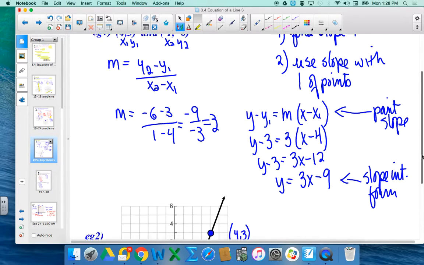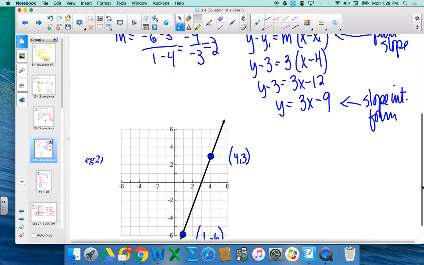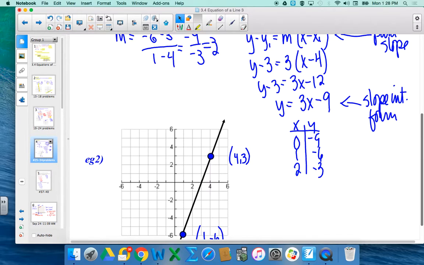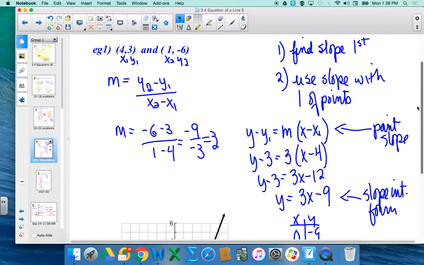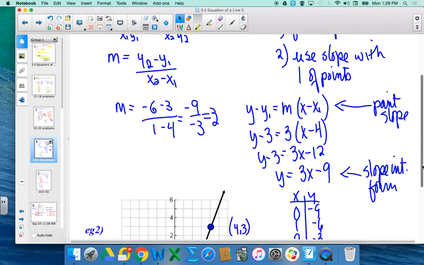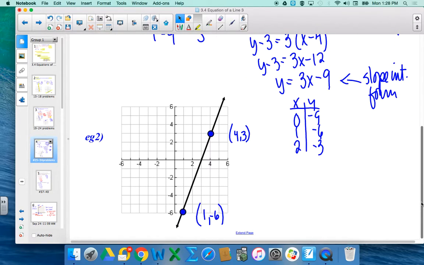Once again, if we were going to graph it, you got some choices here. Now you could actually plug some numbers in. You get 0 and negative 9, 1 and negative 6, 2 and negative 3. But you already have 2 points. They gave you those 2 points, didn't they? 4 and 3 and 1 and negative 6. So everybody sees where I've graphed those points and drawn the line instead of plugging these numbers in. Everybody understand that? Did I lose y'all? Okay.